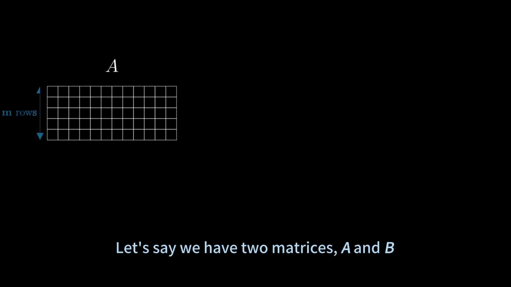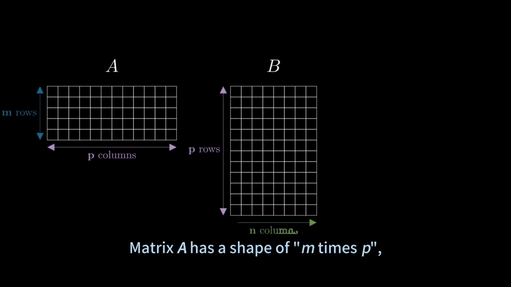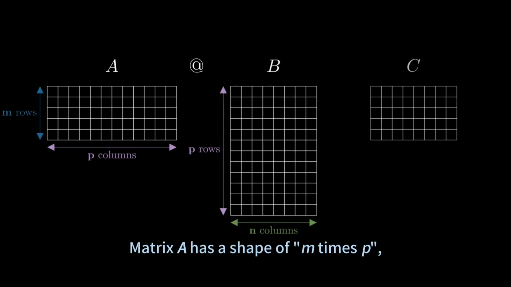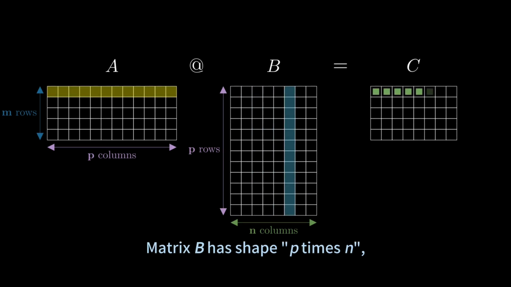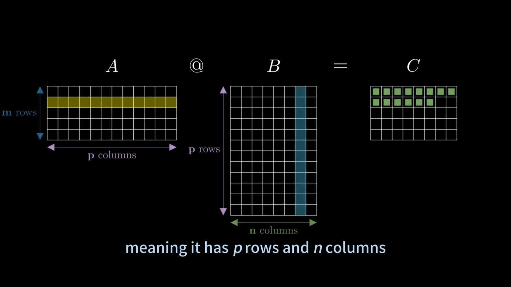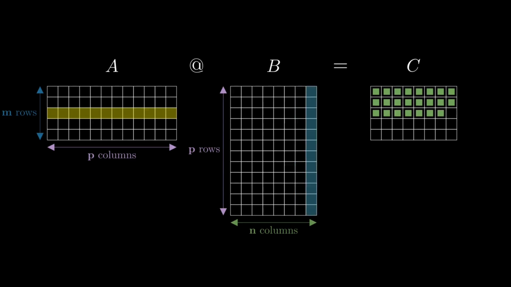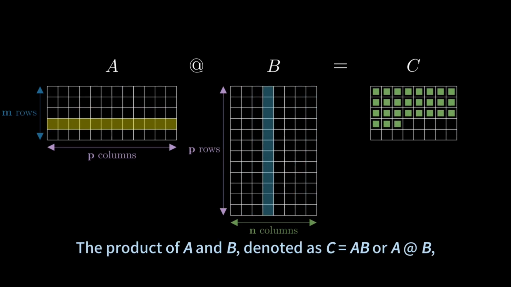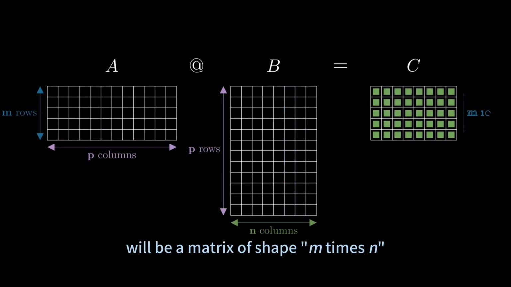Let's say now we have two matrices, A and B. Matrix A has a shape of M times P, meaning it has M rows and P columns. Matrix B has a shape P times N, meaning it has P rows and N columns. The product of A and B, denoted as AB or A@B, will be a matrix of shape M times N.